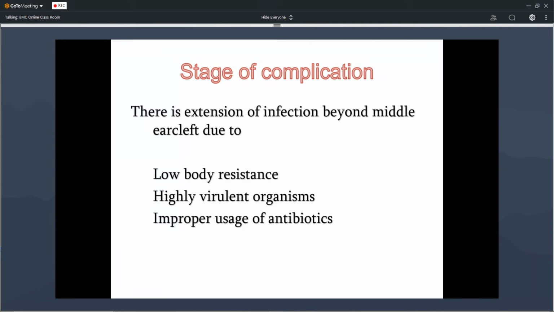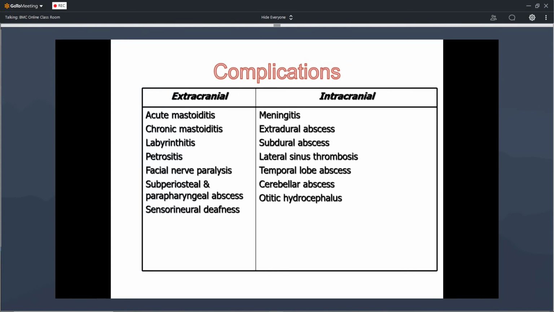So the reasons for the stage of complications are low body resistance, high virulence of the organism, and improper use of the antibiotics. These three reasons may cause the spread of infection beyond the confines of the middle ear cavity. So these are some of the complications of ASOM or CSOM.